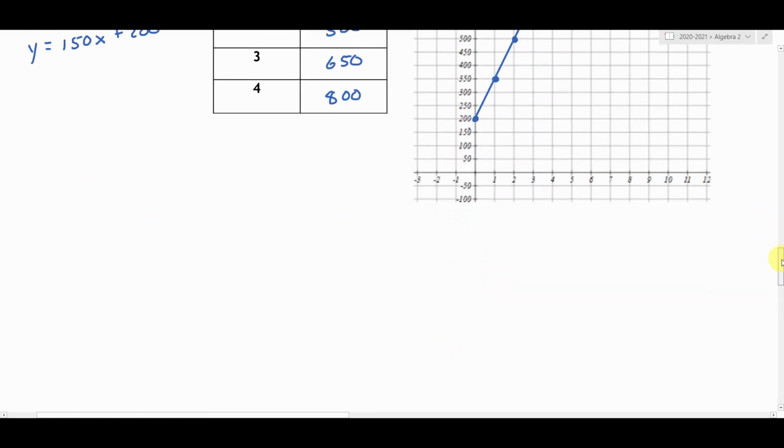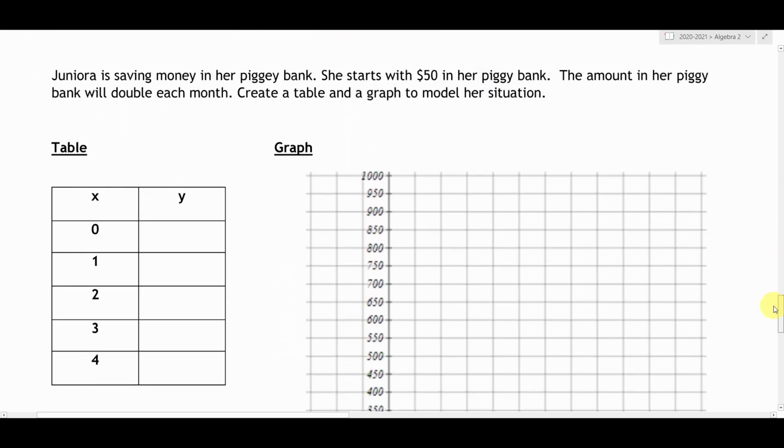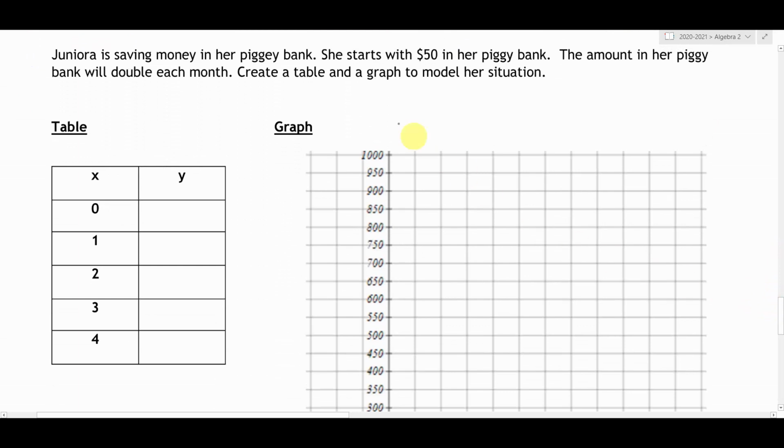All right. So last one here, let's take a look at one more modeling situation. And you'll notice in this one, I only ask you to create a table and a graph. That's because this situation is not a linear situation. It's a different kind of function, and we will talk about how to write the equation for a situation like this in the future.